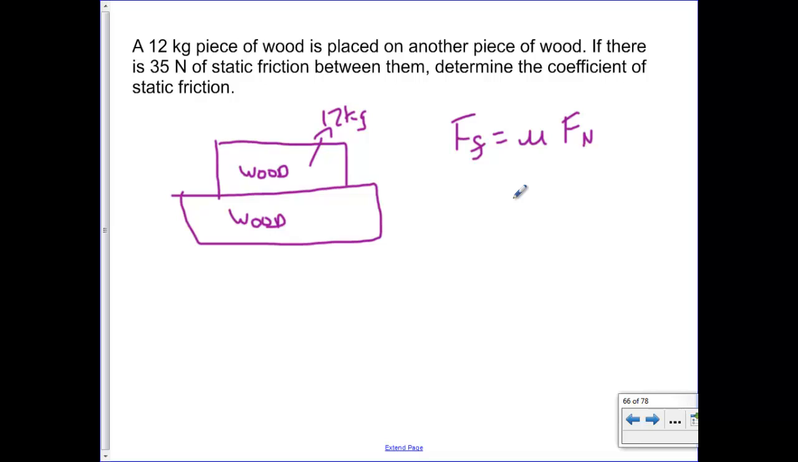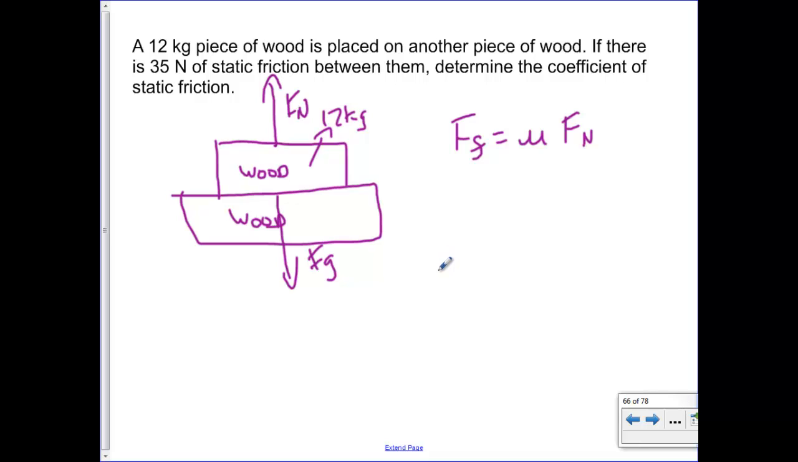What's up? Good, yeah, that's what we're going to have to do, is to find this normal force here. To find this normal force, we're actually going to have to find the force of gravity instead. Was that your question, Hannah? Yeah. Okay.